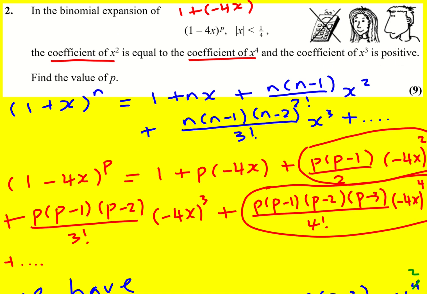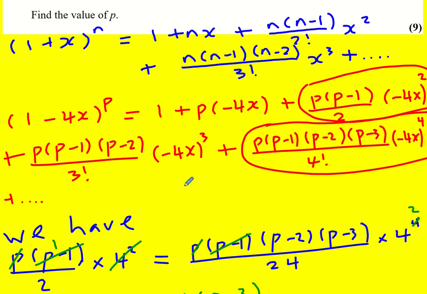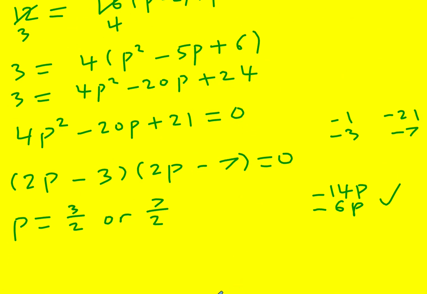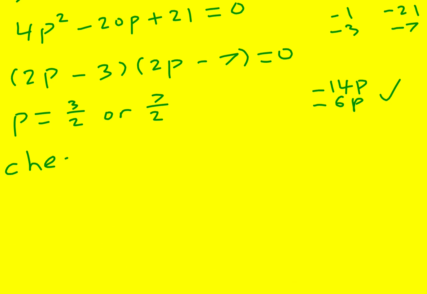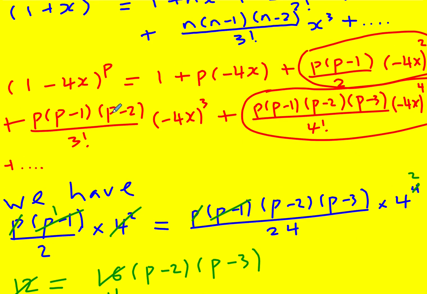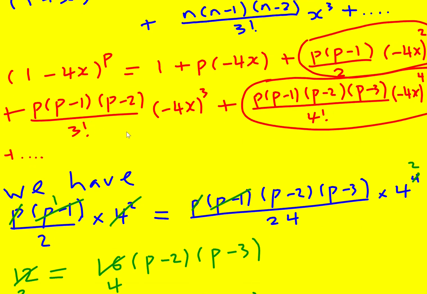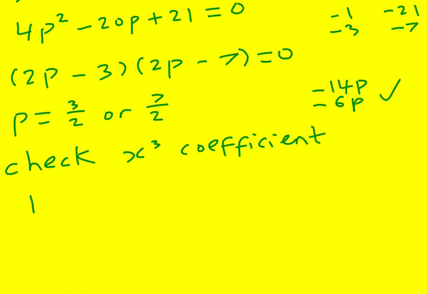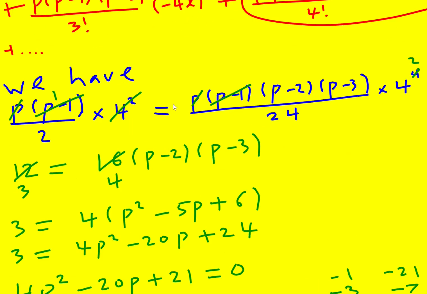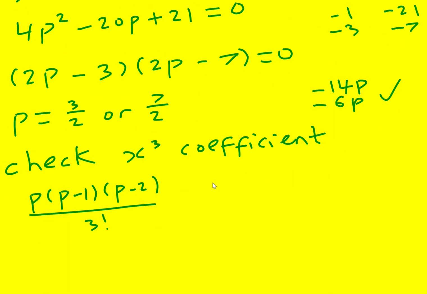Aha, one thing to check. The coefficient of x cubed is positive. So this is going to be p minus 1, p minus 2, over 3 factorial, but don't forget we are then timesing by minus 4 cubed, which is minus 64.